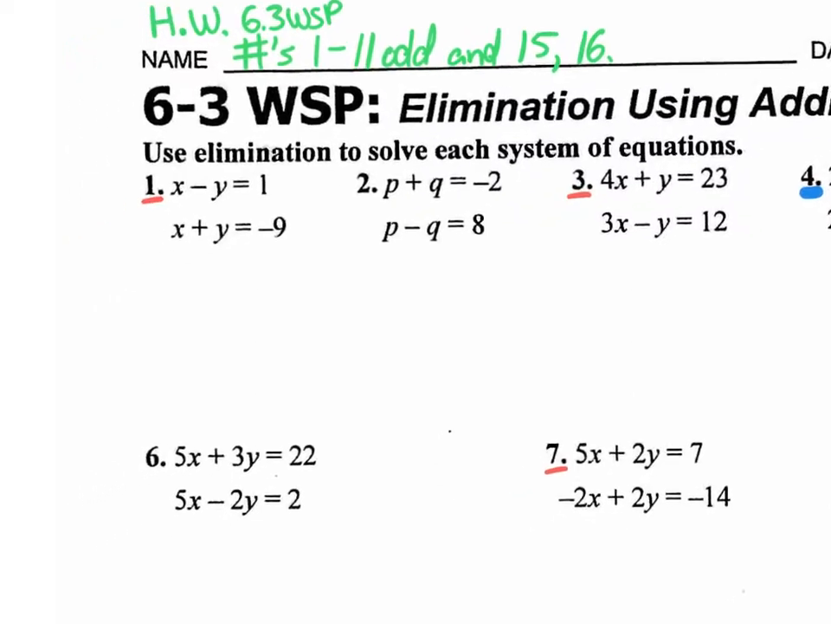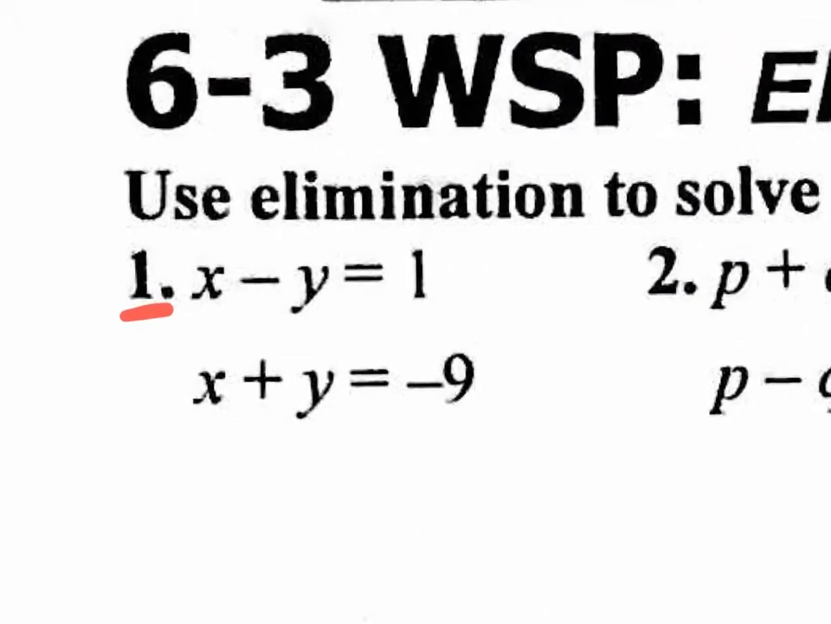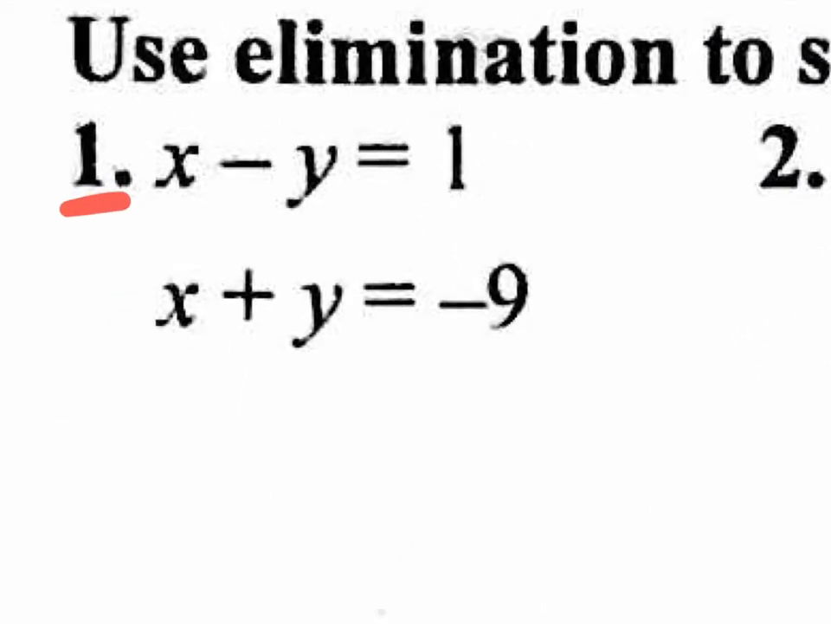So on all of these, on this worksheet 6.3 WSP, all of them are ready to rock. All of them are ready to cancel. Okay? So remember, it's called elimination method because you want either the x's or the y's to eliminate. So this is ready to combine. Linear combinations, it's ready to combine. That way the y's cancel.